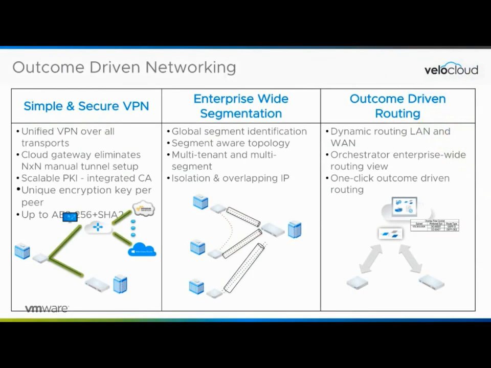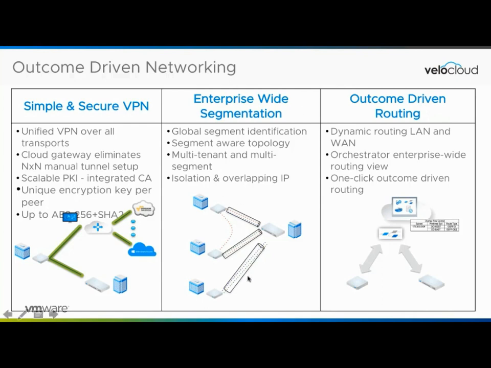Next is the outcome-driven networking. Simple and secure VPN. We just talked about those cloud VPN. You define what kind of a topology you want, whether you want a hub or a spoke topology, or you want a VPN to a non-VeloCloud site where we can eliminate N by N manual IPsec tunnels from each of those 1,000 branch sites. We build up a single IPsec tunnel from the gateway to that non-VeloCloud site, and then all the branch sites which are connected to the gateway now can access resource which is behind that non-VeloCloud site. So you define the outcome, and you can achieve that with simplicity from the orchestrator.